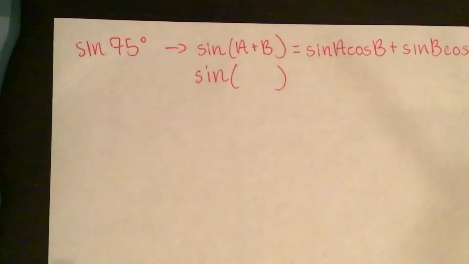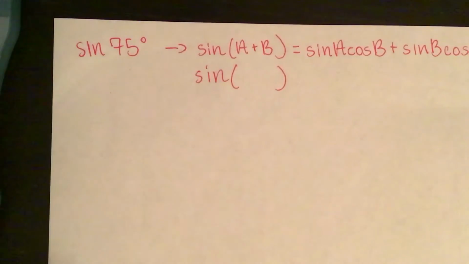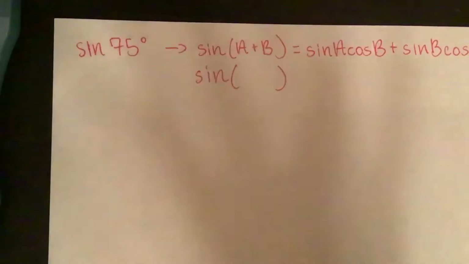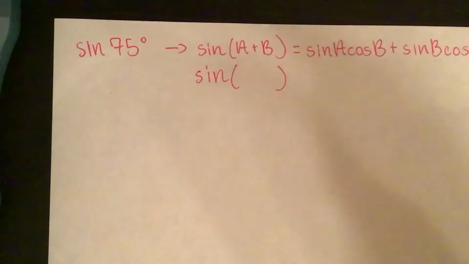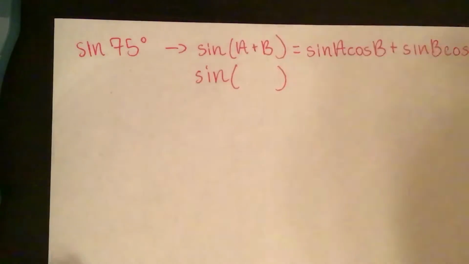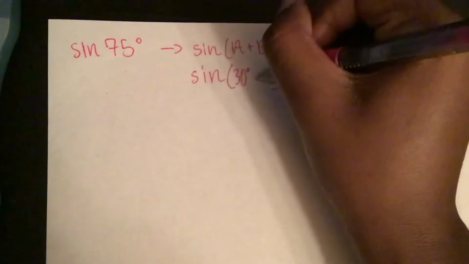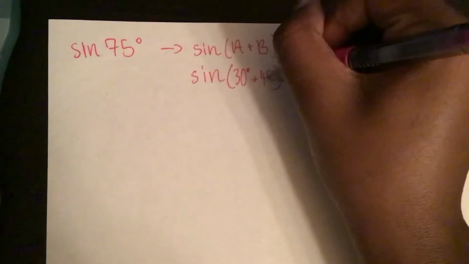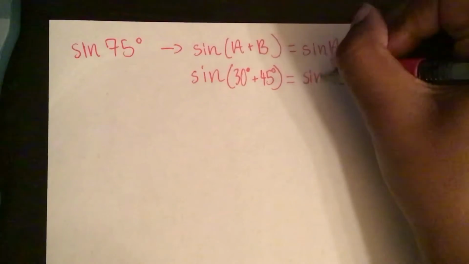Remembering those first three angles, 30, 45, and 60, along with 0, 90, 180, and 270 degrees, is going to help us memorize all the other angles in our unit circle. So right off the bat, I think of 45 and 30, which are equivalent to 75 when it's added together. So the sine of 30 plus 45 degrees. And in our equation, that's going to look like this.